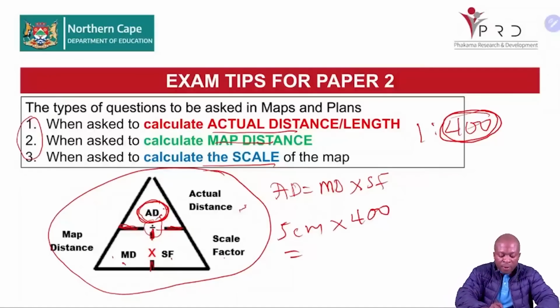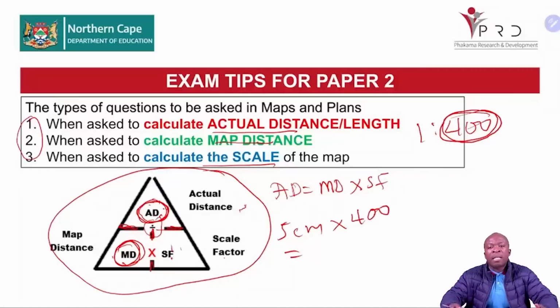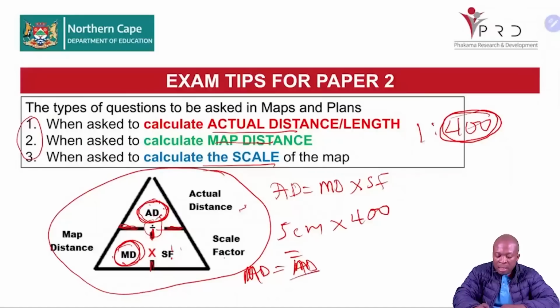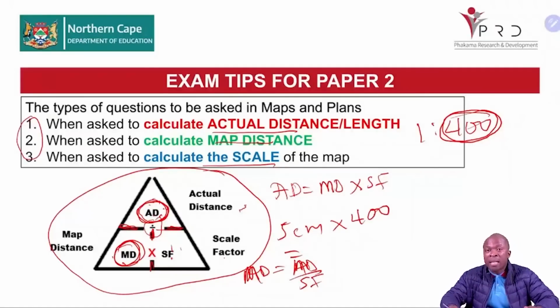The same way, if they are saying find MD, it means you are going to cover the MD, meaning that the two that are left are AD and SF. But how do they relate? You will see that it is AD divided by SF, no longer multiplying because the AD is up there. So MD is equal to AD divided by SF. What's our SF again? You will get your scale factor from the scale, the value on your right side. As long as the value on your left is 1, the value on your right side is your SF, which is your scale factor.